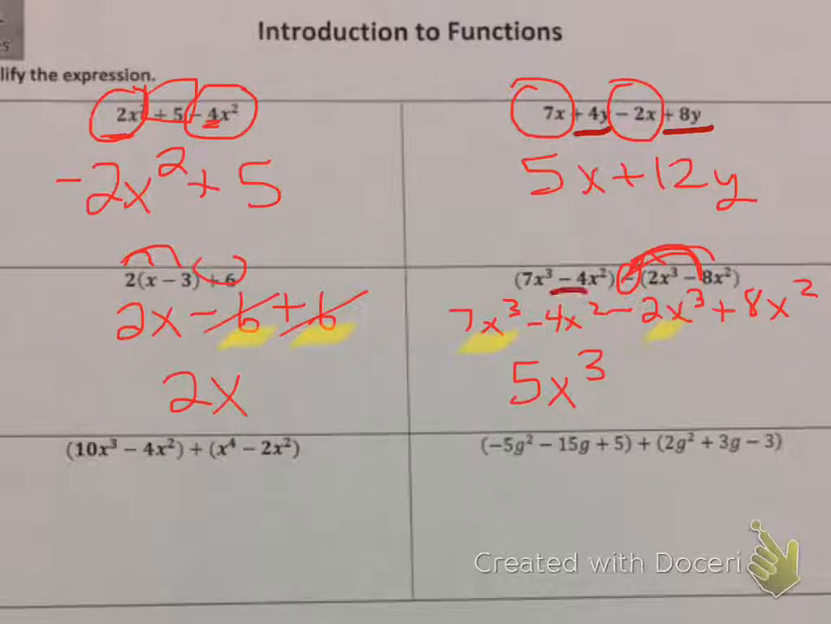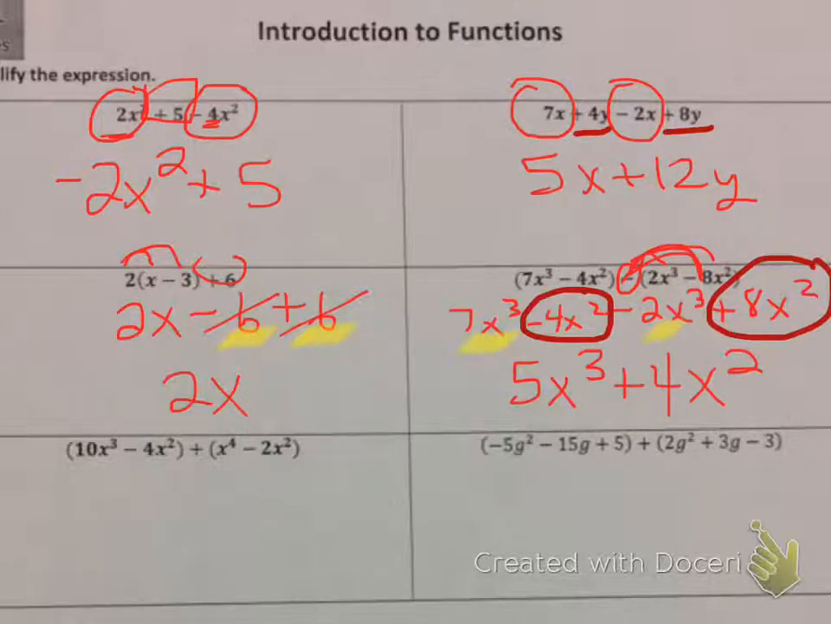Then I'm going to do my x squared. So I have a negative 4x squared, and I have a positive 8x squared. On my calculator, I'm just going to do negative 4 plus 8. When I do that, it gives me a positive 4, so positive 4, and then throw that x squared back on there again.